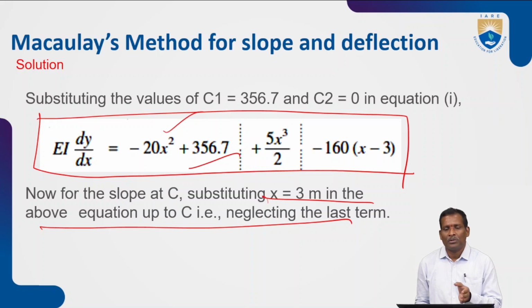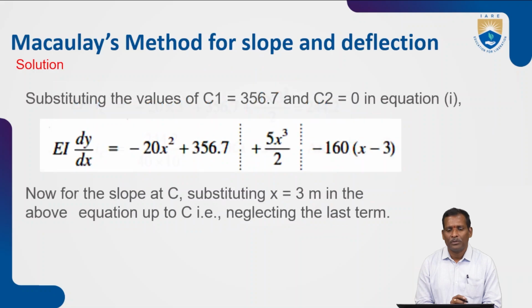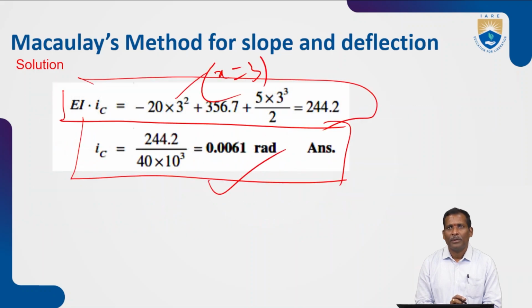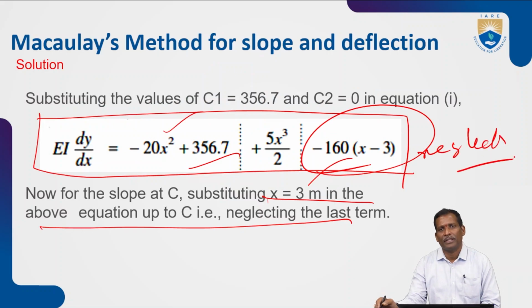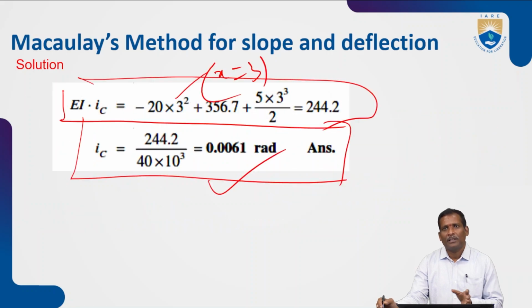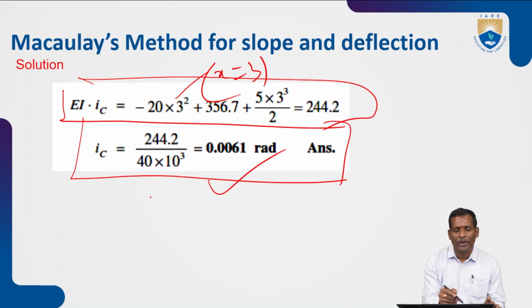Here x is equal to 3 substituted in equation 3 and neglecting the last term. Which term? 5 into 3 square by 2, and 160 into x minus 3 is neglected. So the C1 value is calculated and C2 you know. These constants depend upon the boundary conditions, already calculated and substituted in this. So finally we got the slope at C point.